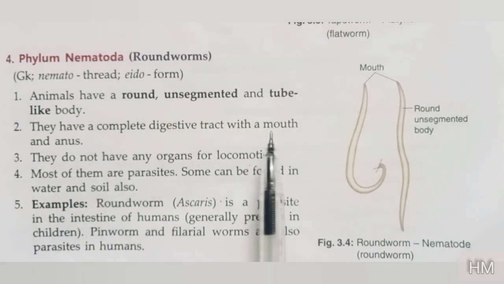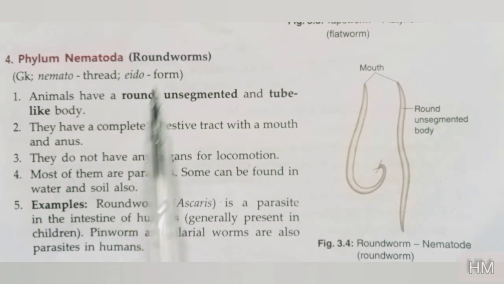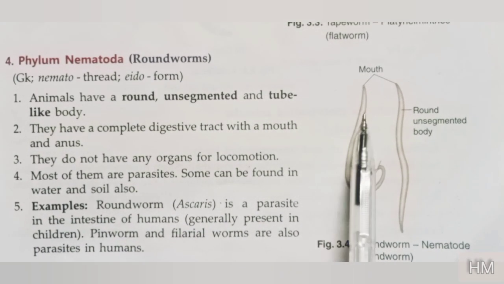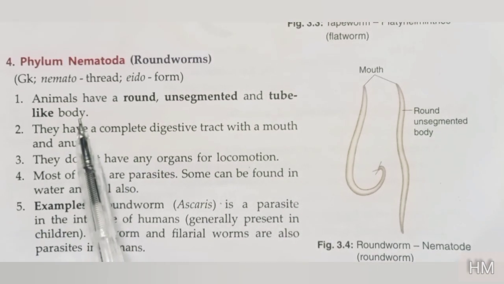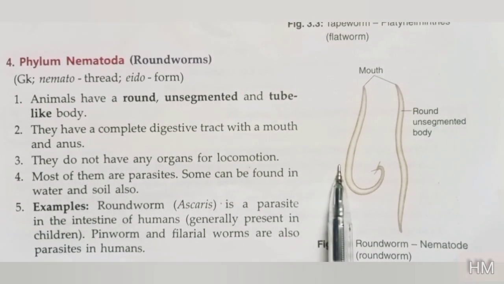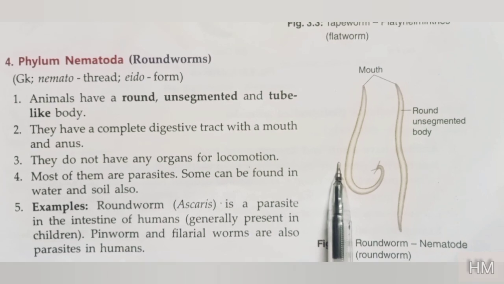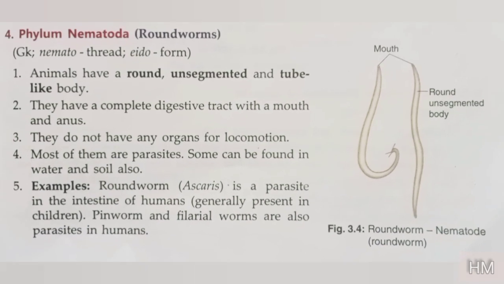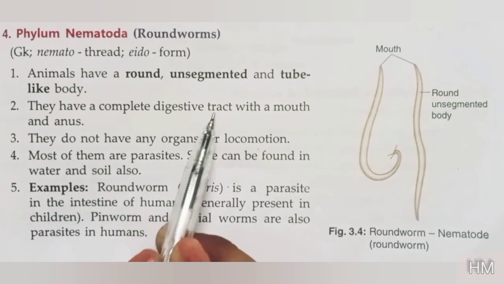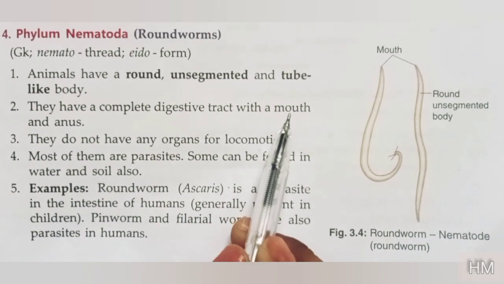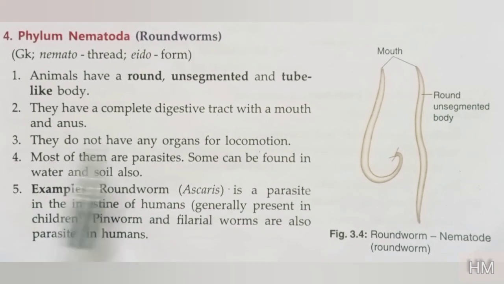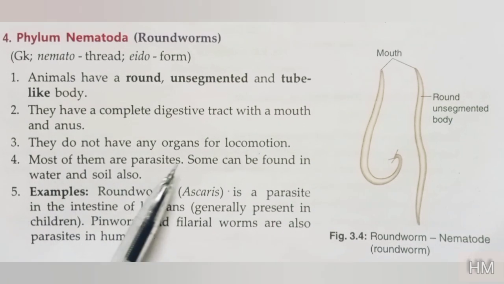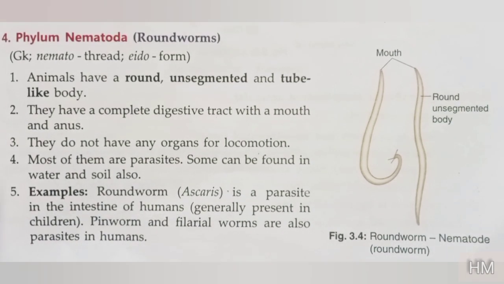These animals have a round body, that's why we say roundworms. Unsegmented, very important, they don't have segments on their bodies, and they have tube-like bodies. As we studied, Platyhelminthes have an incomplete digestive tract, but nematodes have a complete digestive tract. That means they have both the mouth as well as the anus. They do not have any organs for locomotion, similar to the Platyhelminthes.